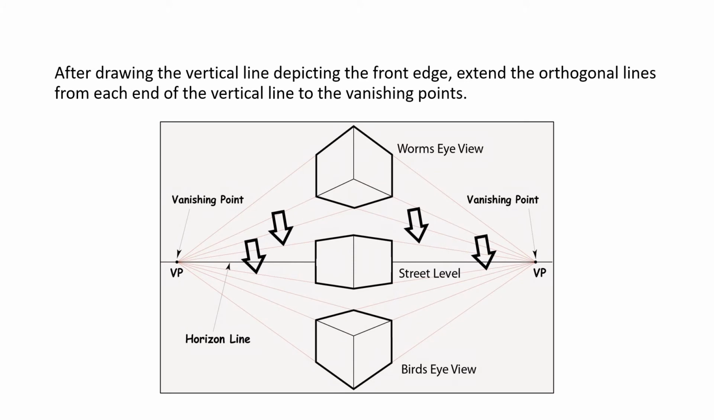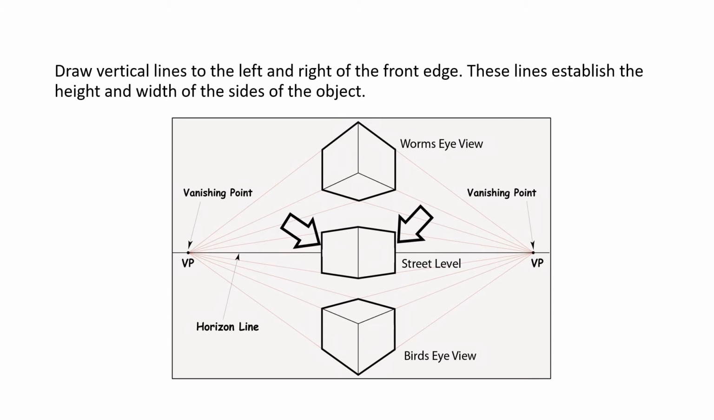After drawing the vertical line depicting the front edge, extend the orthogonal lines from each end of the vertical line to the vanishing points. Draw vertical lines to the left and right of the front edge. These lines establish the height and width of the sides of the object.